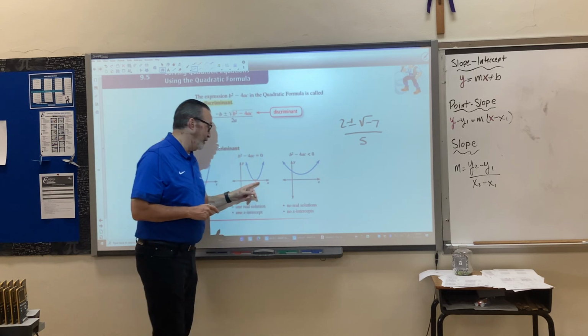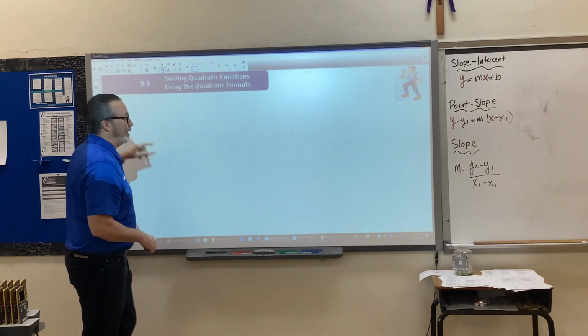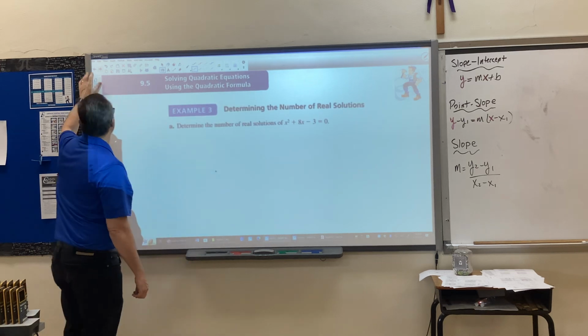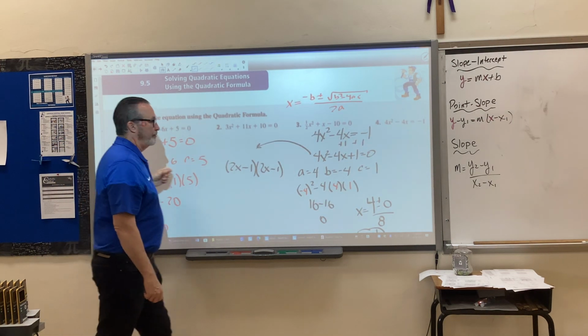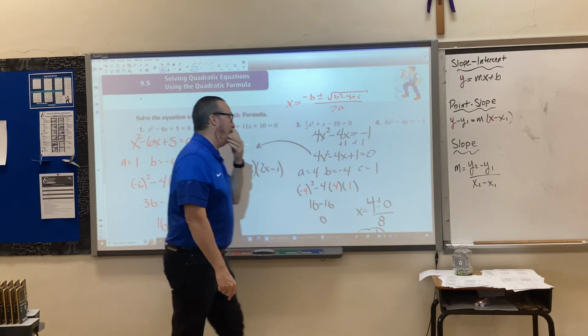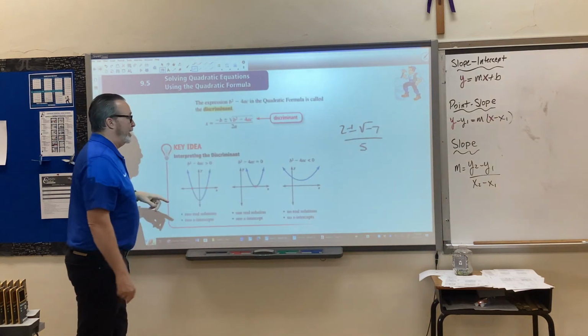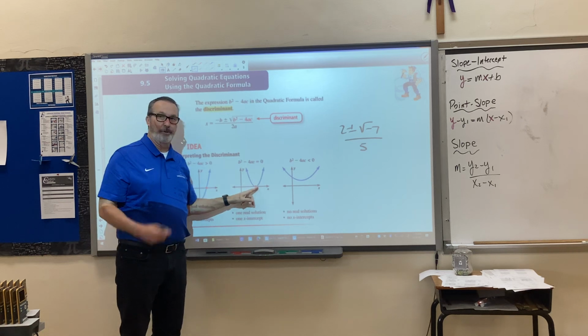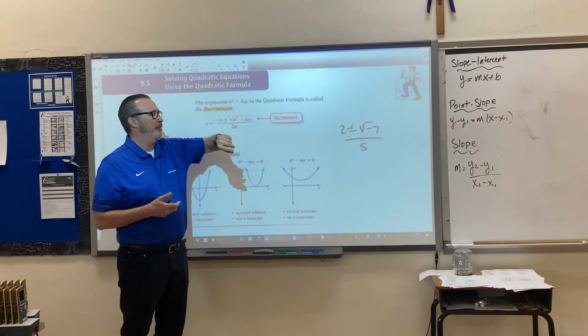And if you get 0 for your discriminant, like the one Cully did, right? 0 was the discriminant, and we got 1 solution. That means if you graph it, it would just touch the axis in 1 point instead of multiple points.